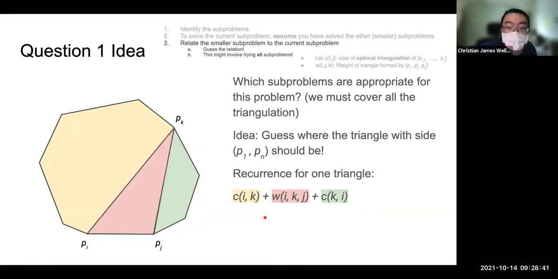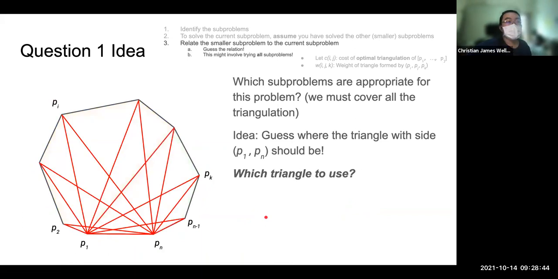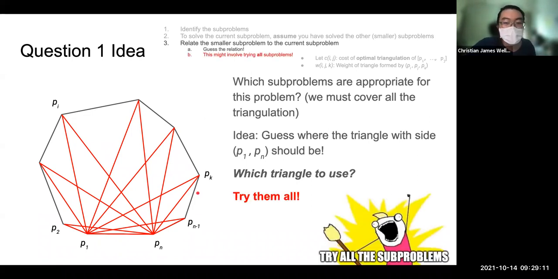Then, okay, I'll go on, and the question is which triangle to use. We have so many triangles to consider, right? Any one of them could give us the minimum. You have all these very nicely illustrated triangles. I think they look pretty aesthetically pleasing, but which triangle to use? That's the question. And you don't know which one to use because any of them could be the one that gives you the minimum. So if you don't know which one to use, try them all. Try all the subproblems.